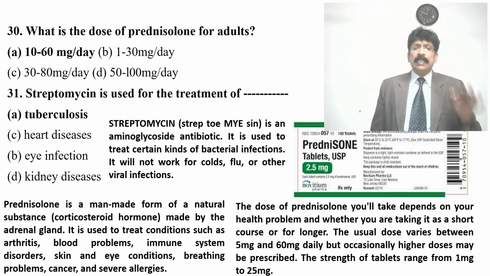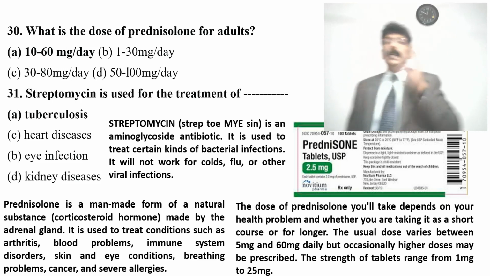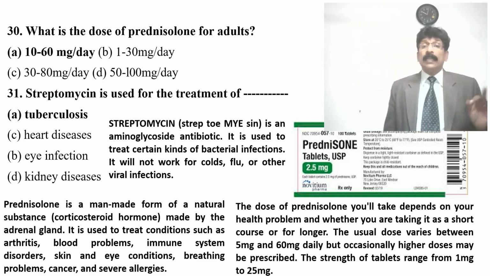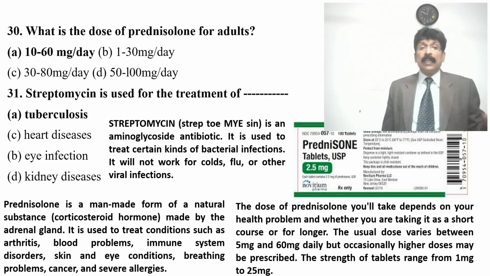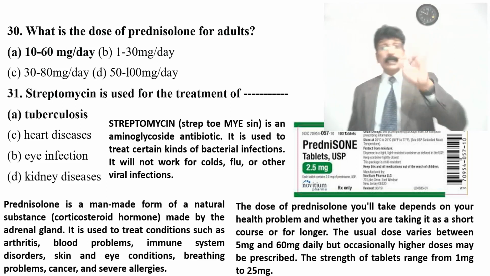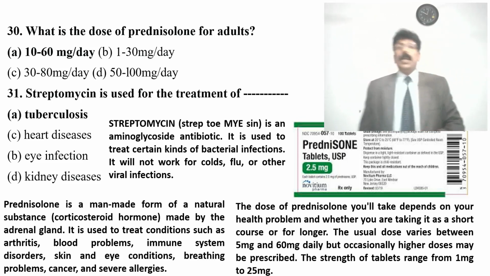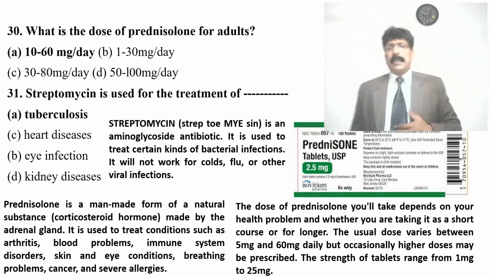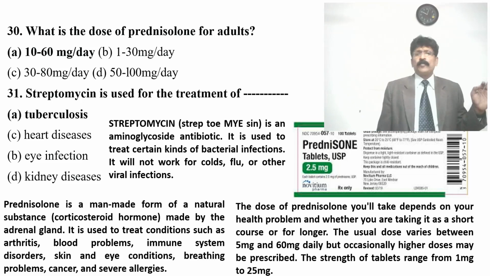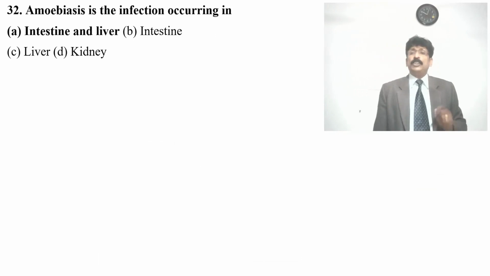Streptomycin is an aminoglycoside antibiotic. You cannot say it is a macrolide. It is used to treat certain kinds of bacterial infection. It will not work for colds and flu or other viral infections. So streptomycin specifically we can remember is an anti-tuberculosis antibiotic.